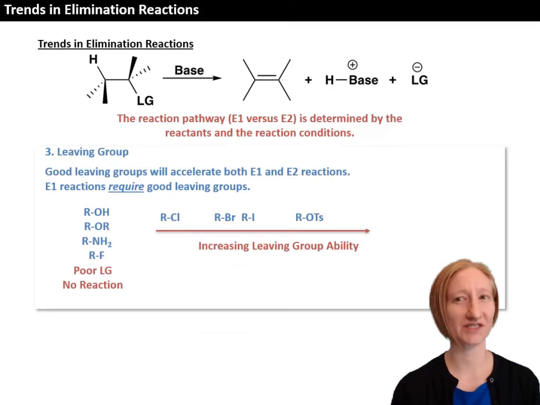The third factor to consider is the leaving group. Good leaving groups will accelerate both E1 and E2 reactions, but E1 reactions, which begin with the loss of the leaving group, must have a good leaving group. So while both reactions favor good leaving groups, it is a requirement to have a good leaving group for an E1 reaction. And on this slide, the rankings of leaving groups is exactly what we saw with our substitution reactions.